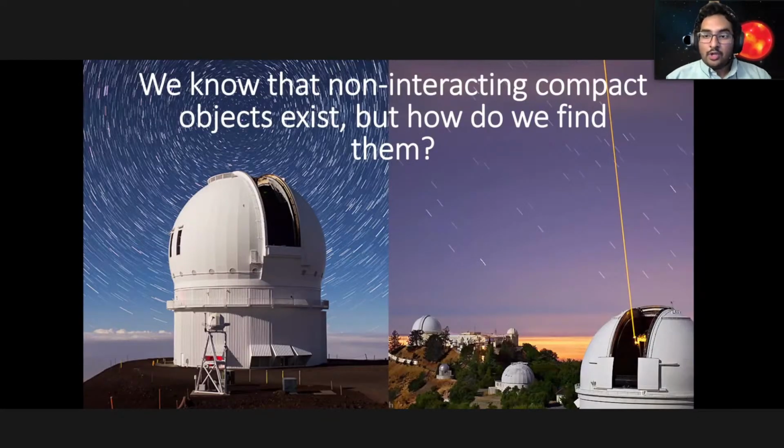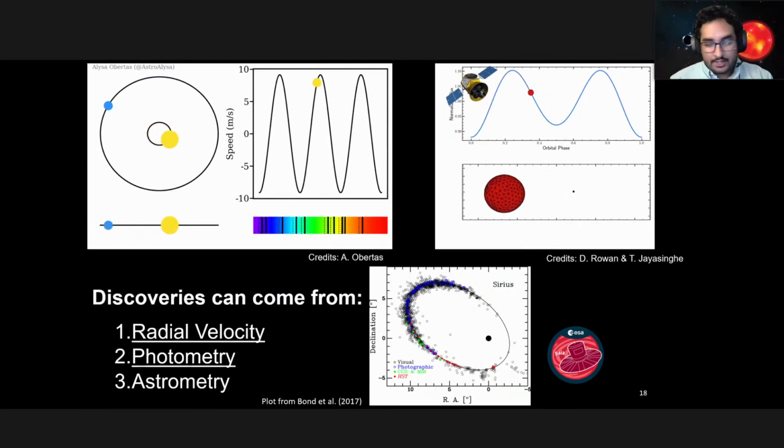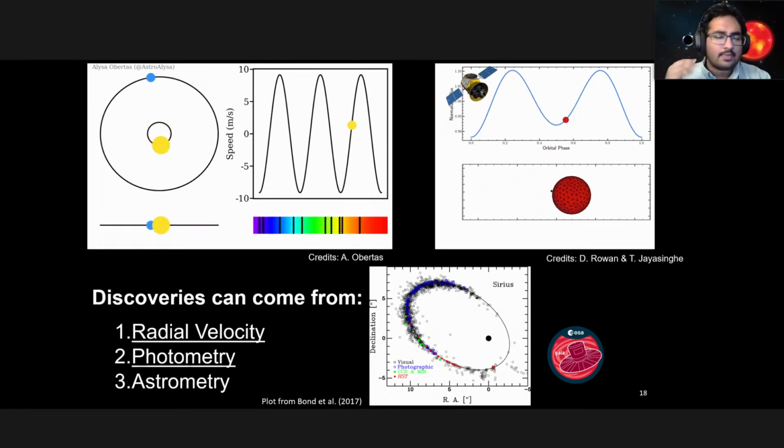Okay, so we know that many non-interacting compact objects exist in the Milky Way, and it is of interest to find them. But the question is, how do we do that? All right. So the discovery space for non-interacting compact objects is opened by radial velocity searches, photometric monitoring, and astrometry. There is a good overlap between these techniques. So the best approach is to rely on more than one technique.